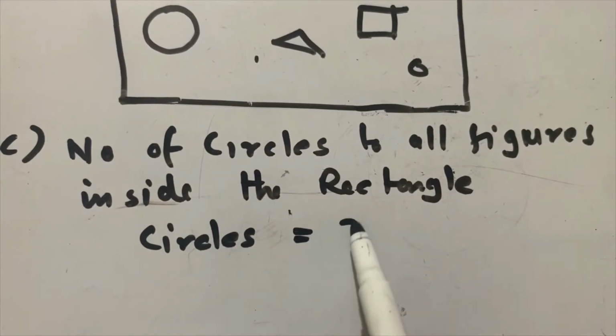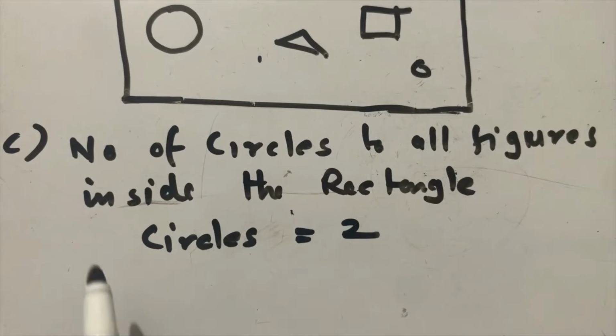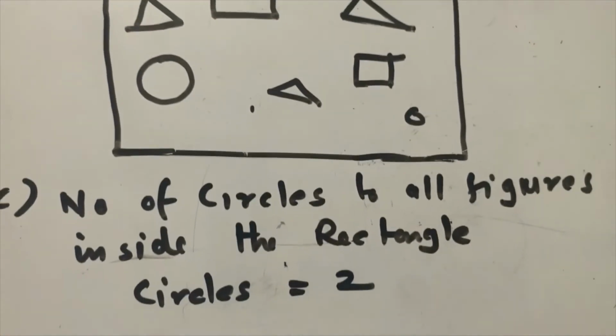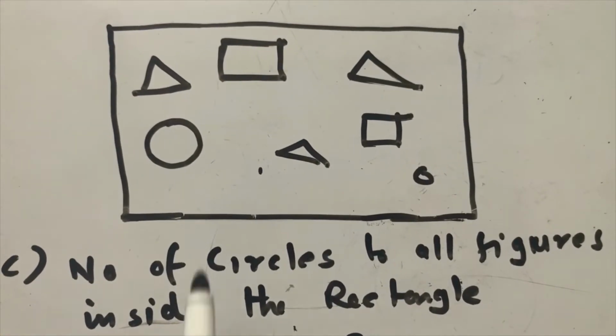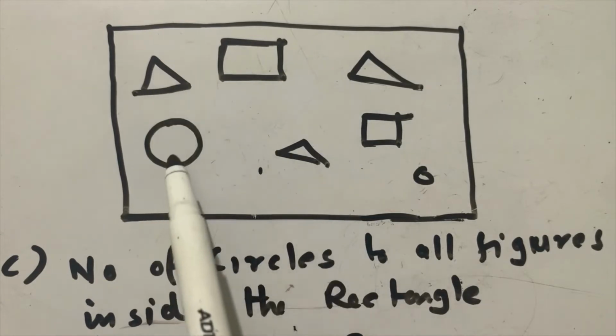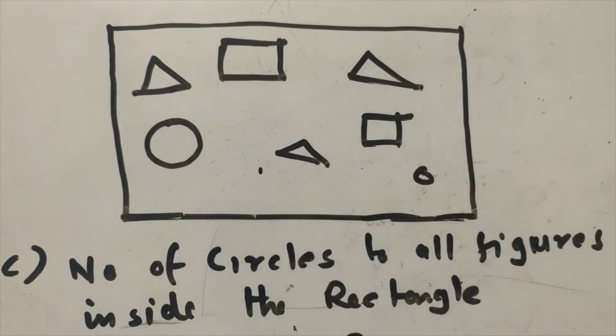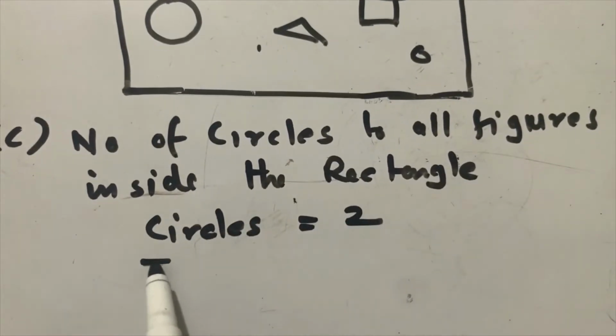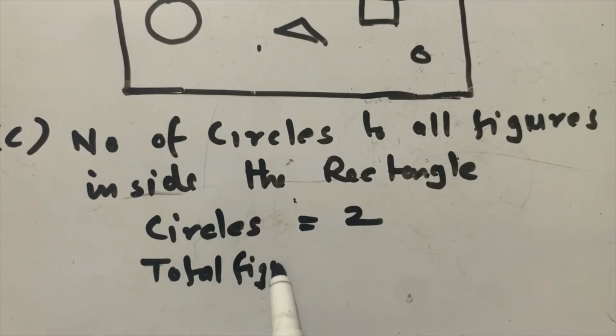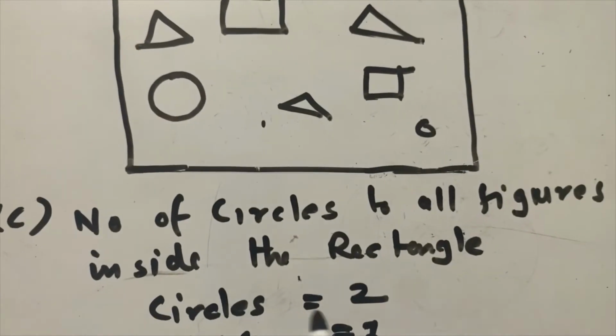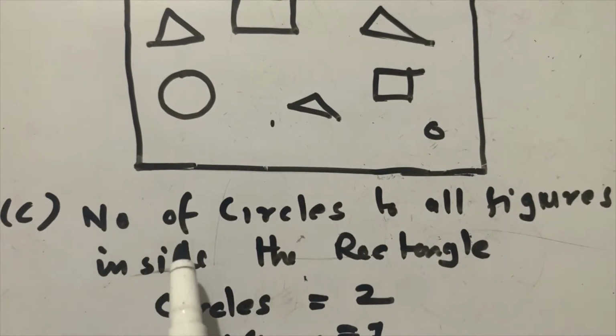Number of circles कितनी है? 2 है. And total number of figures inside the rectangle: 1 2 3 4 5 6 7. So total figures is equal to 7, and we have to find the ratio.